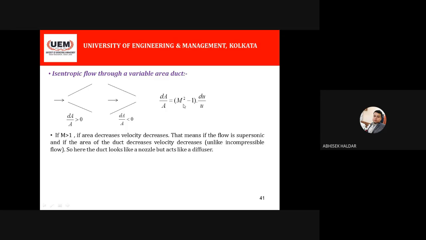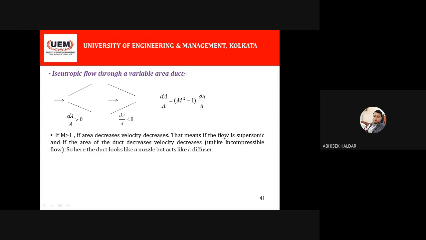I am repeating, for those who have not understood, please listen very carefully. M square minus 1 is there, M is greater than 1, so whatever term I have inside this bracket has some positive value. That means if dA by A on this side is decreasing, obviously this will also decrease. Say this is my convergent duct, the area is gradually decreasing. See my cursor, this one. So in a convergent duct, is the velocity decreasing or not?